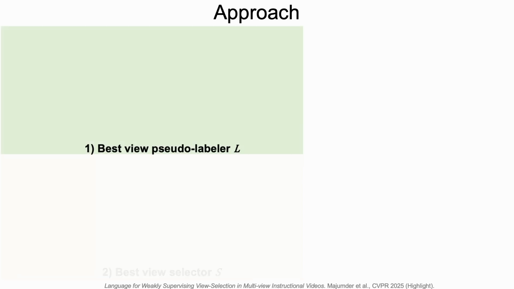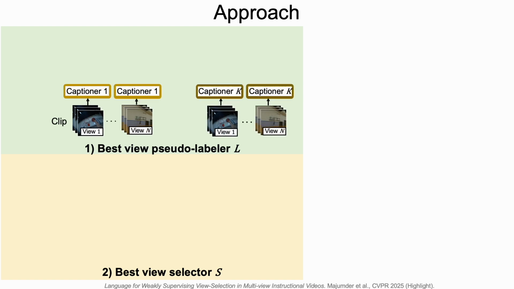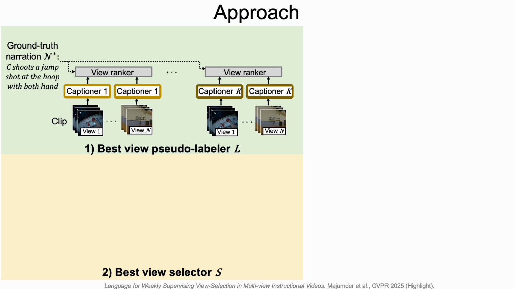Our method for this idea consists of a best view pseudo-labeler and a view selector. For the pseudo-labeler, we use k different off-the-shelf captioners. Each captioner takes all views as inputs and produces a view-dependent caption for each view. Next, for each captioner, we compare the predicted caption with the ground truth narration to obtain a quality score for each view and use these scores to rank the views.